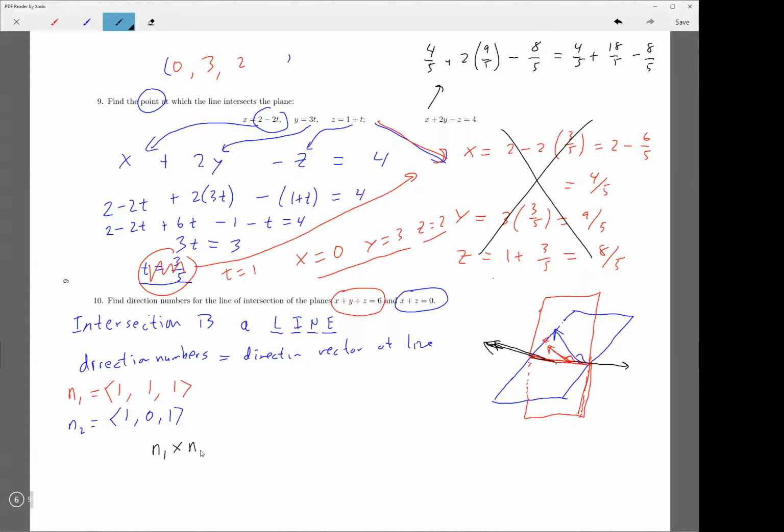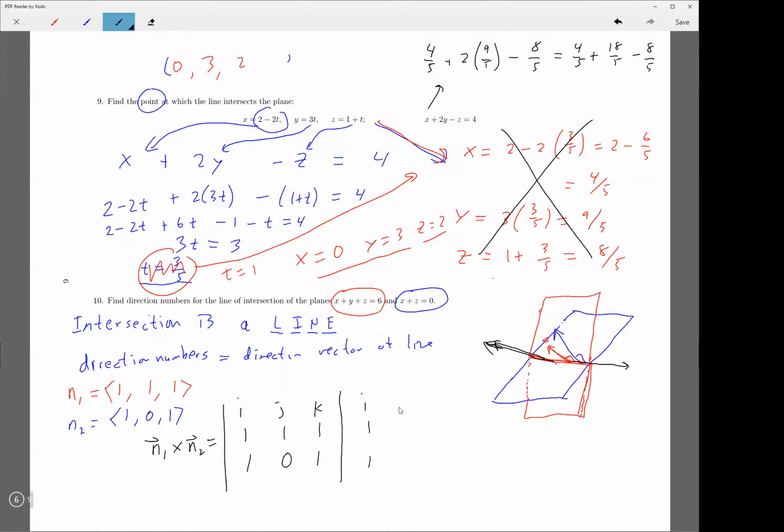Cross product. Yeah, you just take the cross product of those two, and that's going to give it to you. So lots of cross products in this section. I guess that's why they call it the cross product.